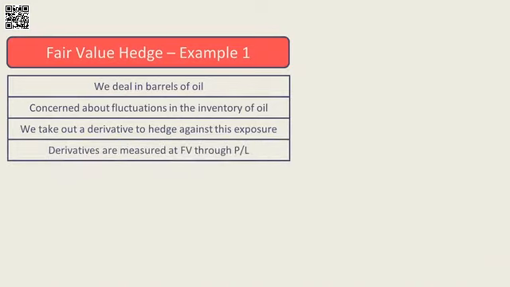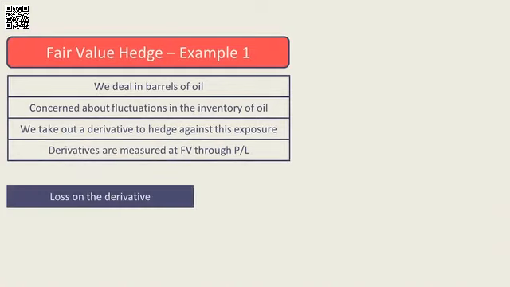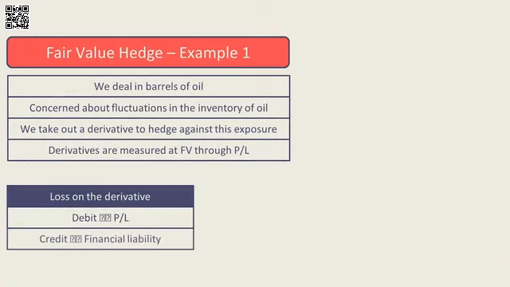And as we know, all derivatives have to be measured at fair value through profit and loss. So let's imagine that in the year we see a loss on the derivative. So this would involve a debit to the income statement and a credit to financial liability because the derivative is standing at a loss on the balance sheet. However, there's an accounting problem here because although we see a debit to the income statement quite correctly in respect to the derivative, we can't actually see what that derivative was hedging against.